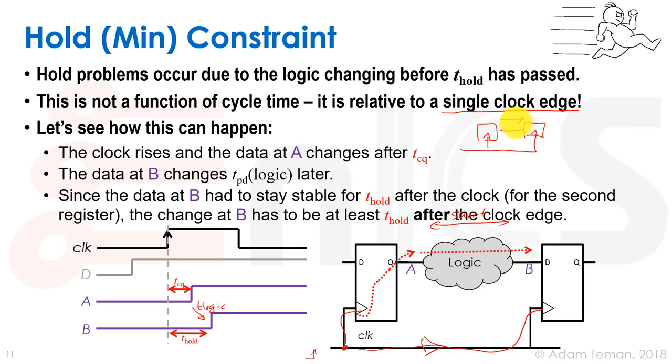Since the data had to stay stable for T hold after the clock for the second register, the change at B had to be at least T hold after the clock edge. So what we want to see here is that from this clock edge, at least T hold time passed before we had this change arrive at B. Okay, so that is what happens, and we'll see why this might not be. You see that there is no second clock edge here. This second clock edge is irrelevant. It's all relative to this clock edge. We want to see that the time from here until the logic changes at the next register is at least T hold amount of time.